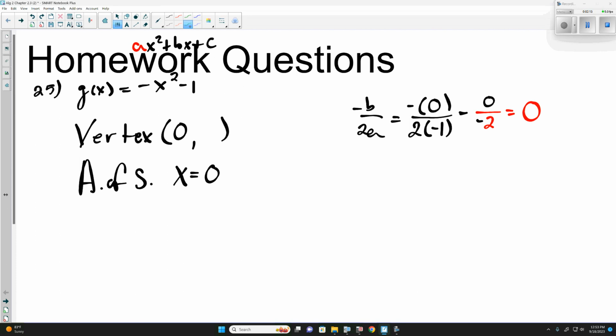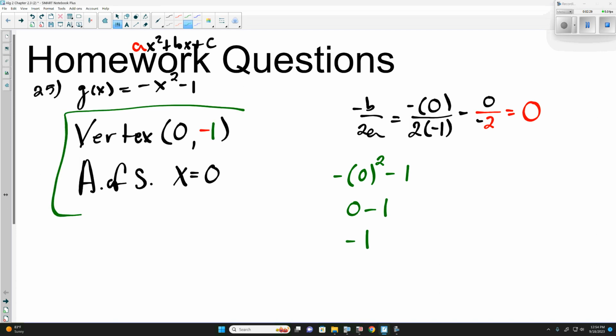Now the next thing we need to do is plug the 0 back into the function. So we'd have negative 0 squared minus 1. Well, 0 squared is still 0, and negative 0 is still 0, and 0 minus 1 gives us negative 1. And that's it.